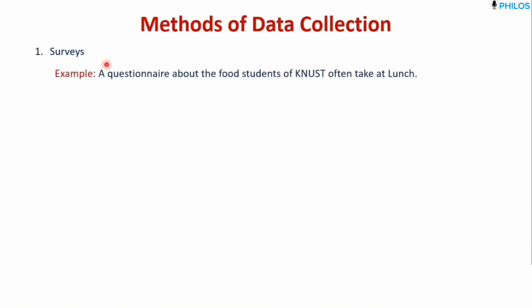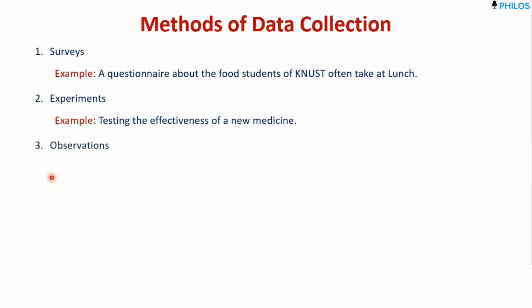Now let's look at the methods and explain them. The first one is surveys. Surveys involve asking questions to gather information from a group of people. An example is a questionnaire about the food students of KNUST often take at lunch. Then another one is experiments, something like when you conduct a controlled test to observe its outcome. An example is testing the effectiveness of a new medicine. So that's an experiment.